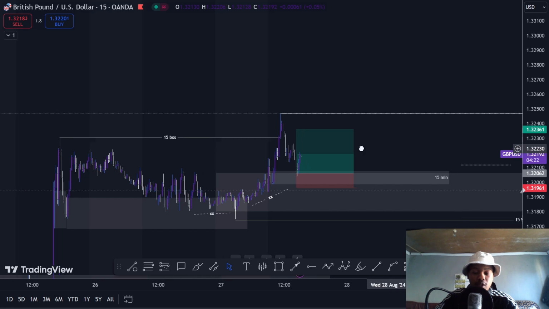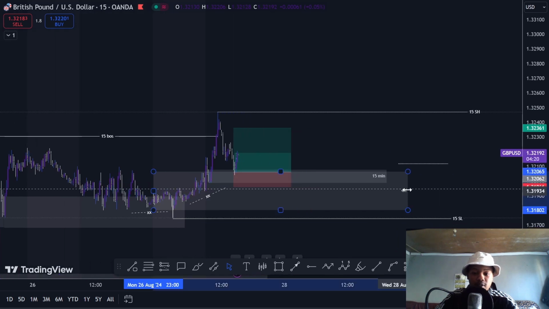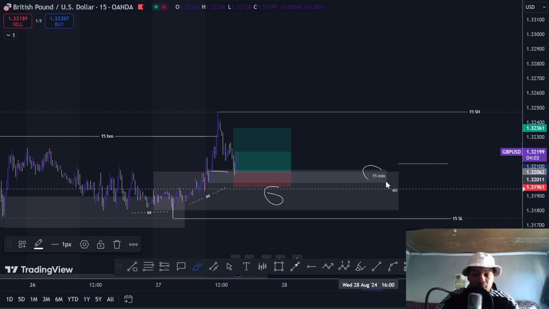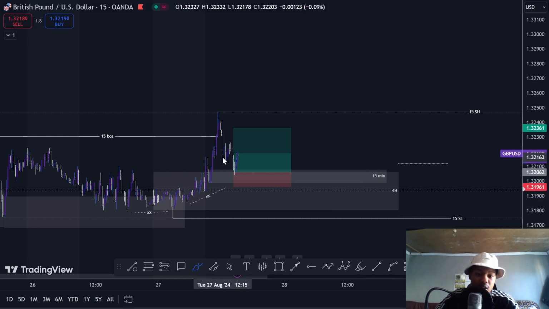Now if you can see here, we have our 4-hour supply and demand zone here, and within this 4-hour supply and demand zone we have this 15-minute supply and demand zone, and I'm betting on this 4-hour supply and demand zone. I'm saying this 4-hour zone and this 15-minute zone that is resting within it is stronger than this 15-minute supply and demand zone.